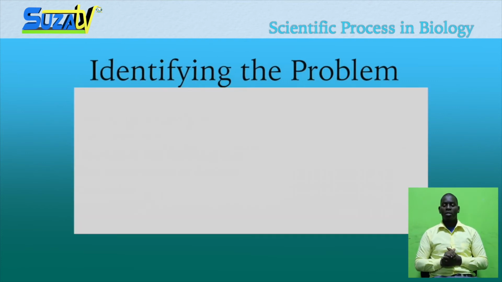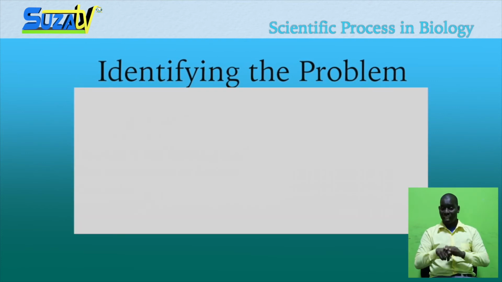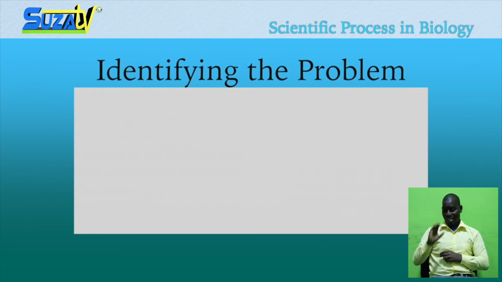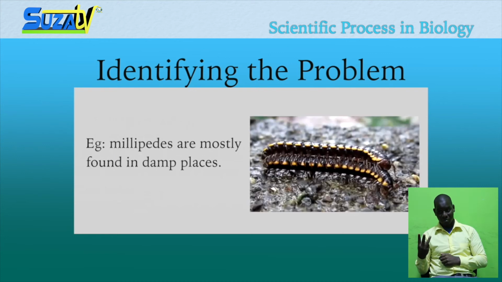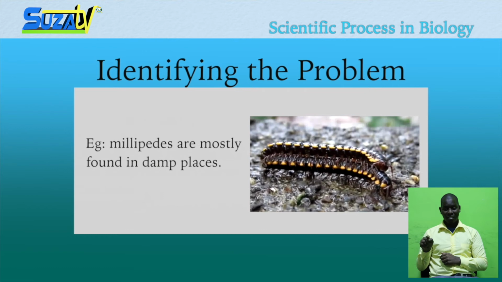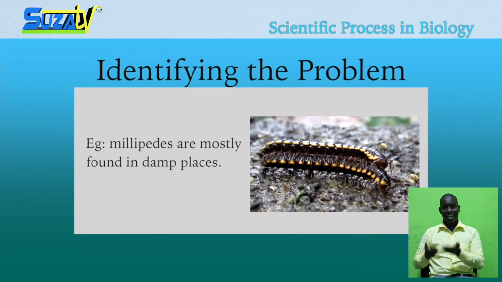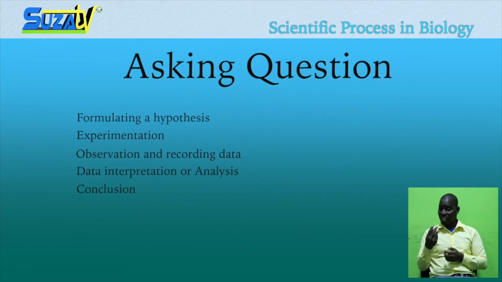Identifying the problem. This is the first step of the scientific method. The problem is identified by making an observation. The observation can be made from the environment or from the work of other scientists. An example of an observation is: millipedes are mostly found in damp places.